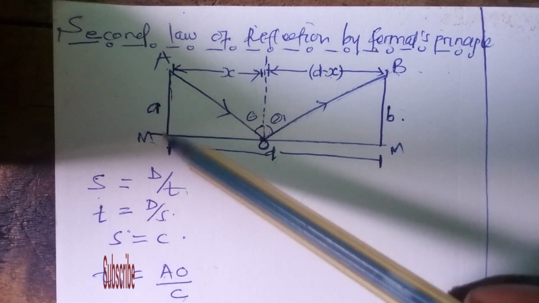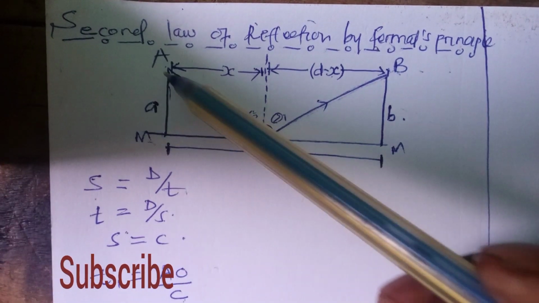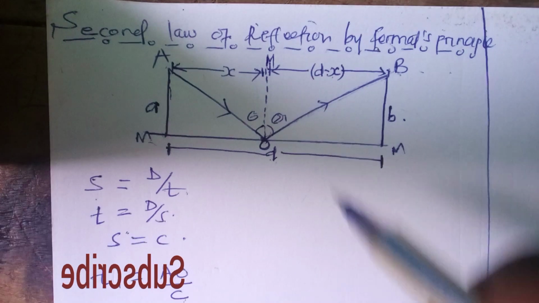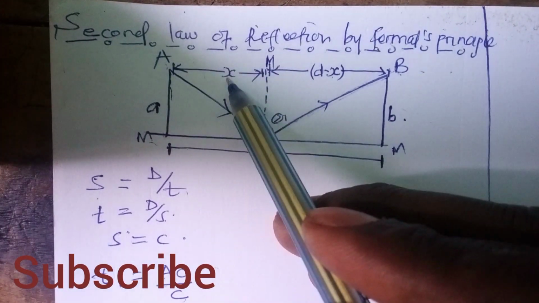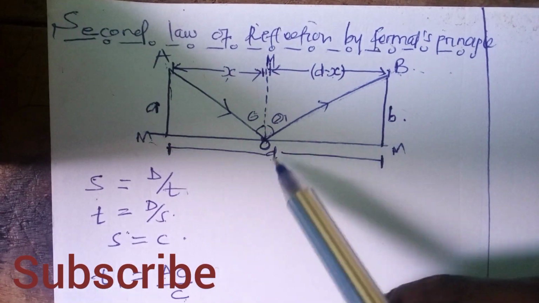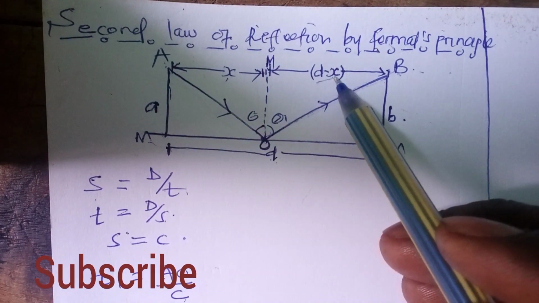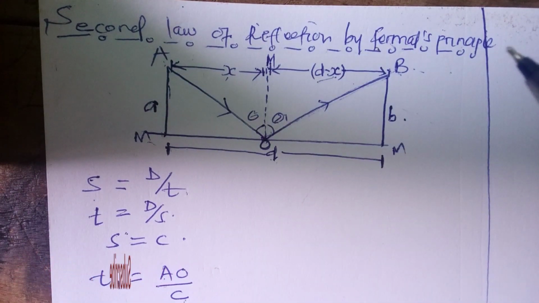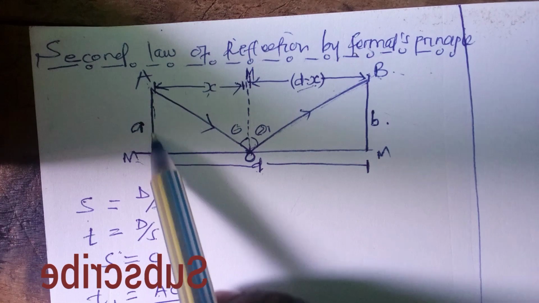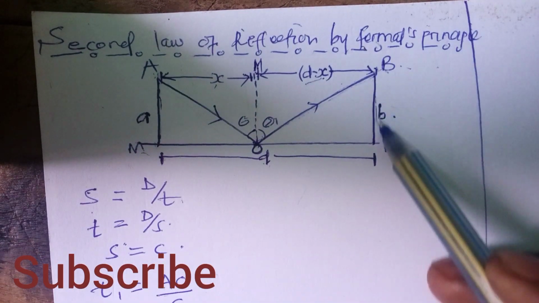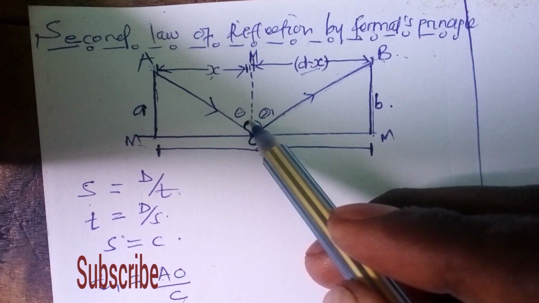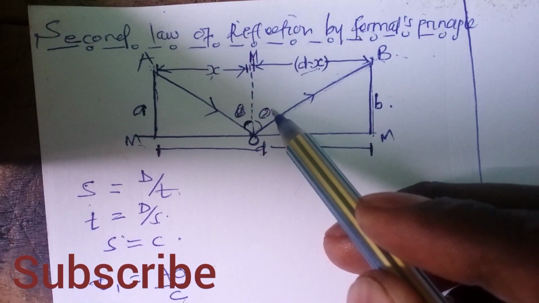So the distance from this point to this point is D, and the distance from point A to this point is X. Let this point be M. So the distance from point A to M is X, and the distance from M to B will be the whole distance D minus X. So this is D minus X. Let this be A, then this will be B. Also let this angle of incidence be theta, and let this be theta 1.